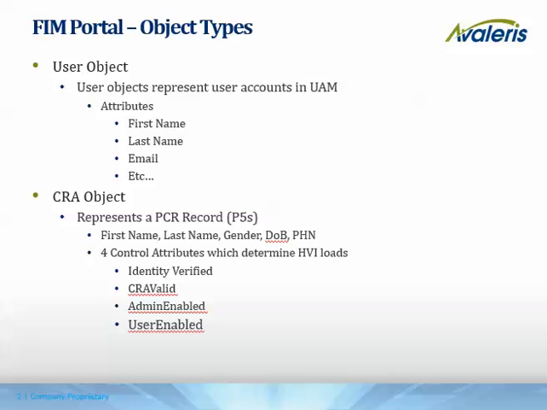The first is a user object. A user object is created when a user first registers for UAM, and it contains attributes such as the first name, last name, email, and others.